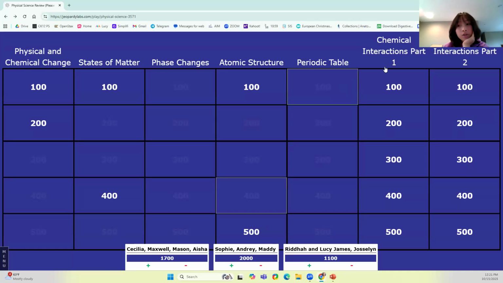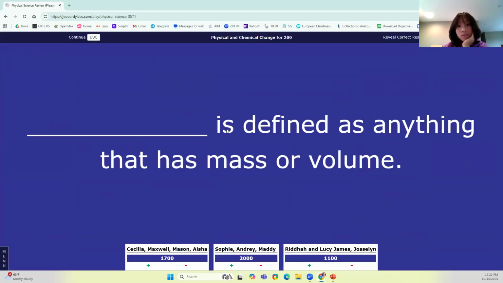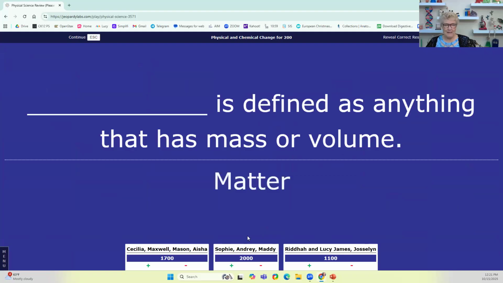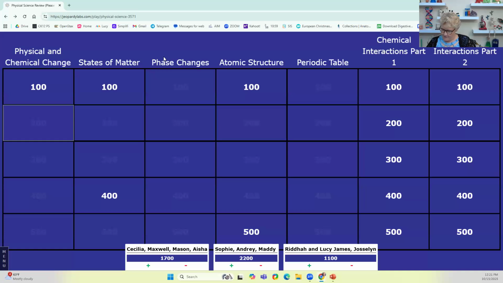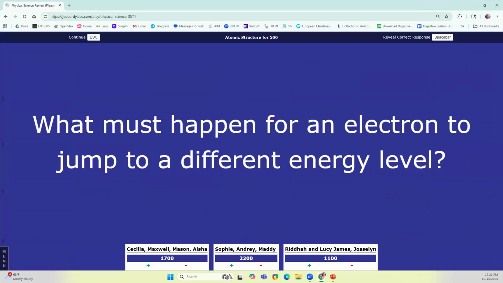Physical and chemical change 200. What is defined as anything that has mass or volume? Andre. Matter. Yeah, matter is anything that has mass or volume, takes up shape or space. Good. All right. So that was Sophie. Now we go to Rita. Atomic structure for 500. What must happen for an electron to jump to a different energy level?